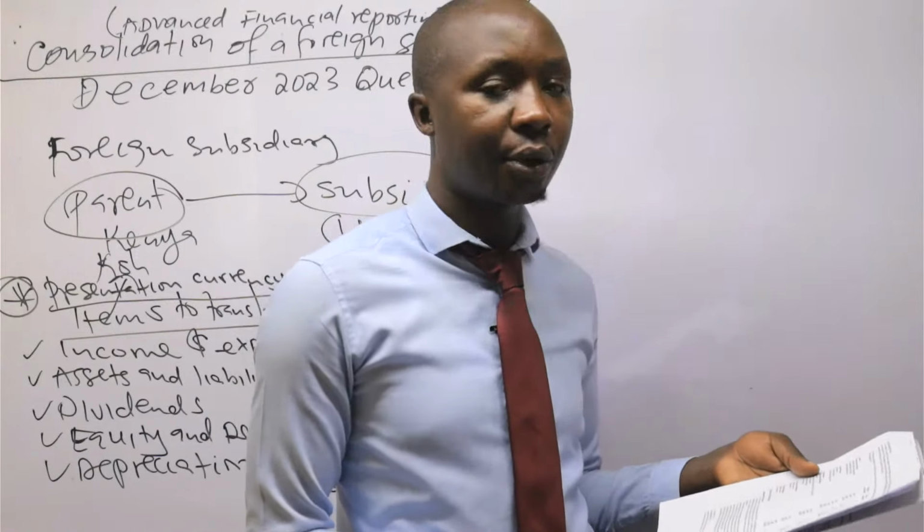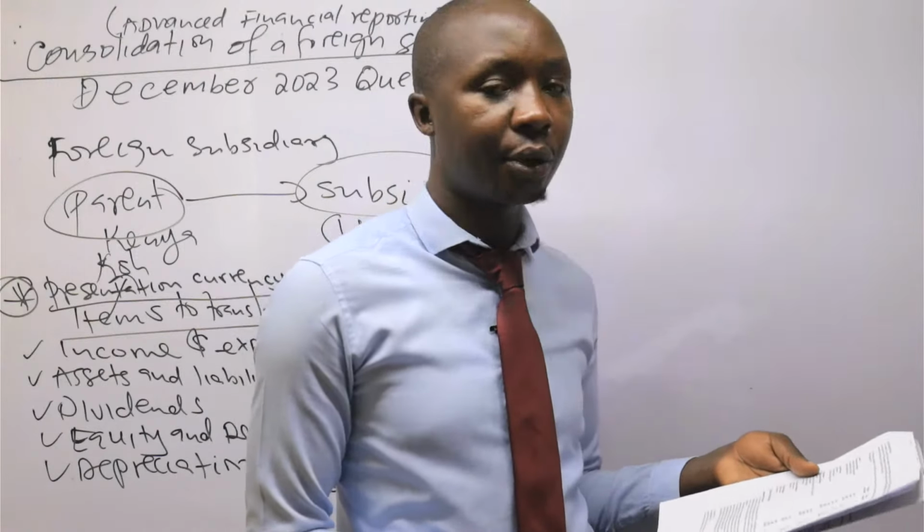Number two, H Limited uses the fair value method to measure the non-controlling interest in subsidiaries. The fair value of the non-controlling interest in S on 1st October 2022 amounted to krona 900 million. Number three, on 1st October 2022, H exported goods worth 180 million on account to S. These transactions have been recorded by both entities.